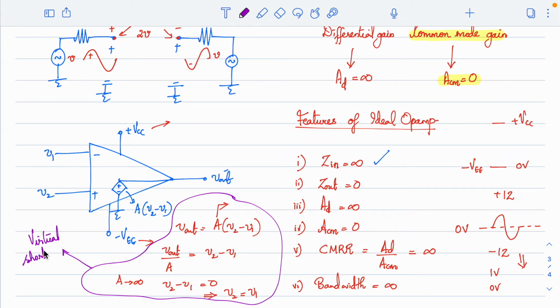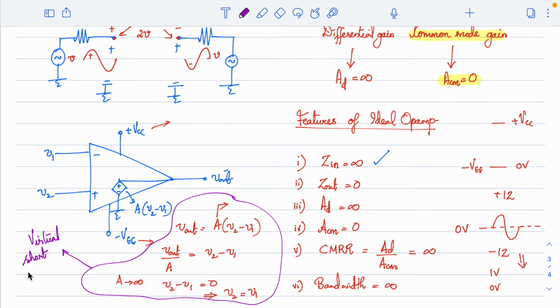What is the meaning of this? V2 and V1 are not shorted exactly. If you look at this, the resistance between V2 and V1 is actually very high. But from this relation, whenever we use an ideal op amp, when the gain is infinity, the difference between the input terminals will go to 0. And in that case, we can always say that V2 will be equal to V1.